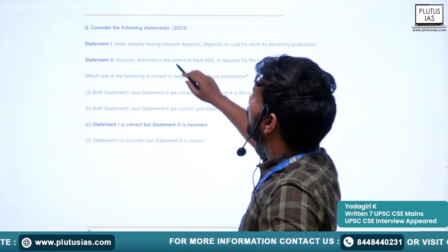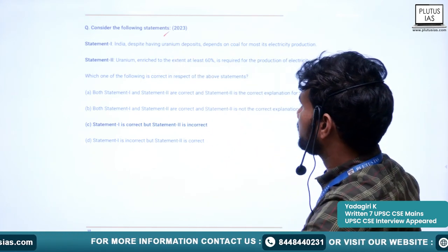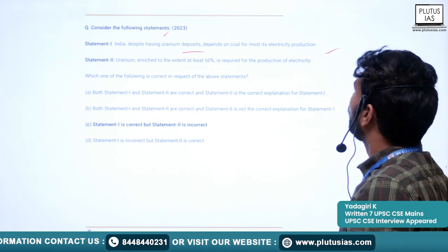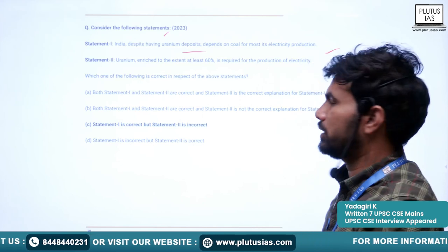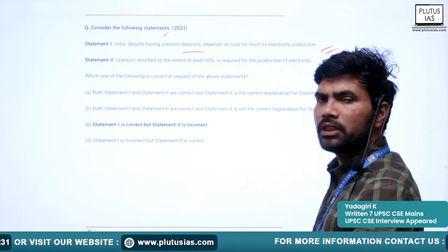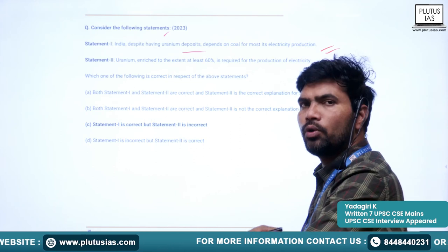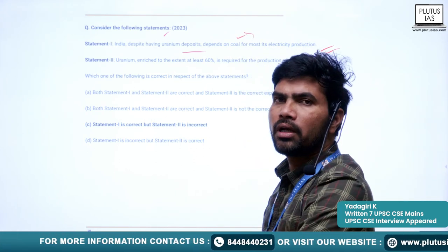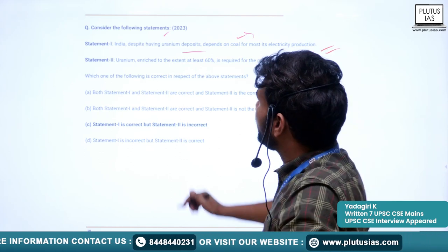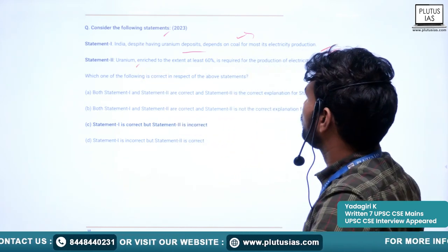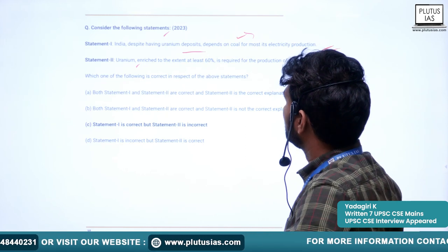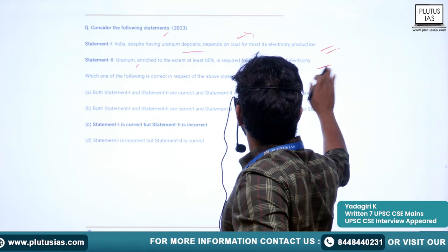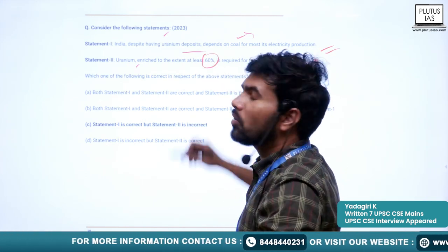Third question, consider the following statements. Statement one is, India, despite having uranium deposits, depends on coal for most of its electricity production. Yes, this statement is correct. We have seen, though India has the resources of uranium and also thorium, still coal is the major contributor when it comes to electricity in India. Second, uranium enriched to the extent of at least 60% is required for production of electricity. So this is an incorrect statement. So this much enrichment is not required.